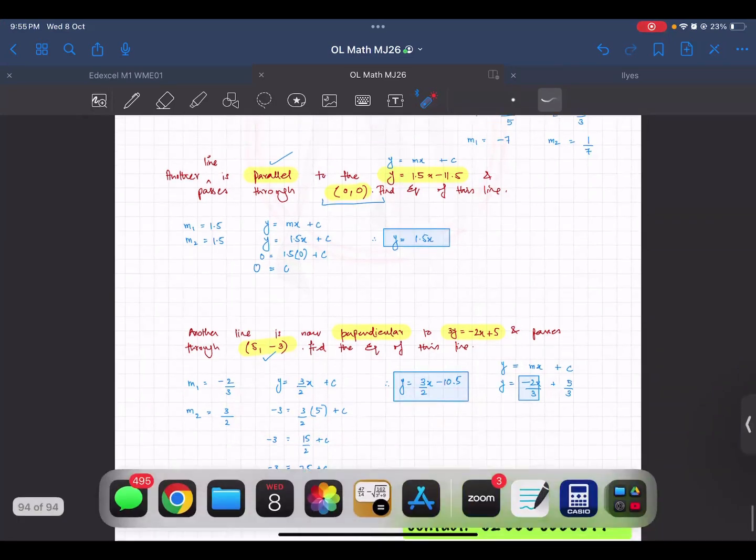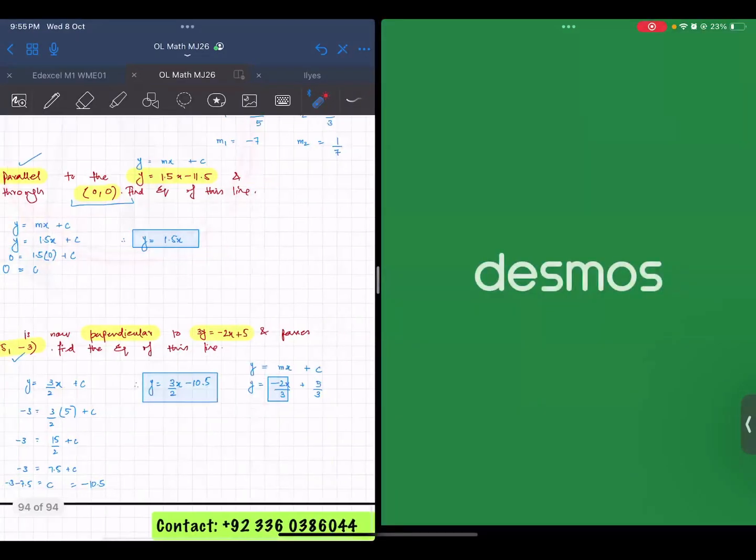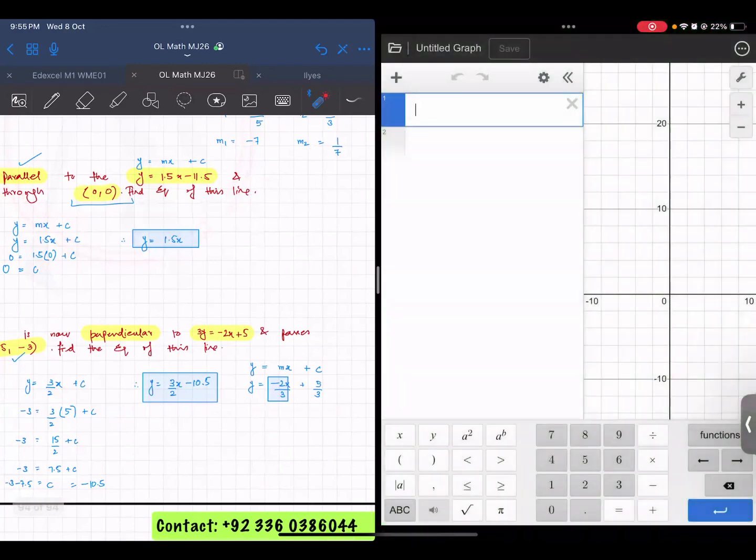Okay, I can show you this on your Desmos as well, sir. You will see that both lines are perpendicular.